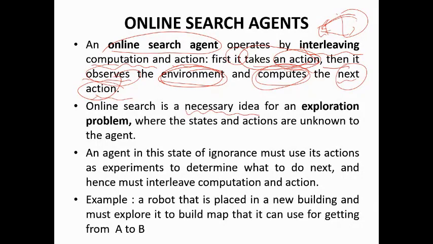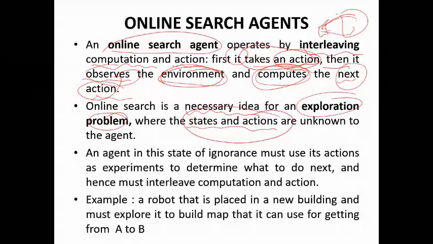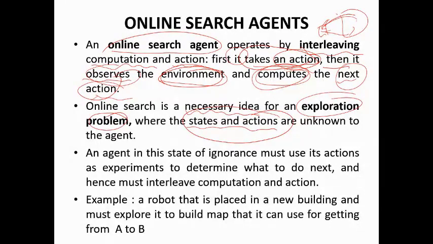So online search is a necessary idea for exploration processes like scientific exploration. Maybe if you have a satellite, the actions are unknown. So it is usually very useful in the case of unknown state and action. We don't know about the different location states within the environment, and we want to know each and everything about the environment. So it is useful in that case.